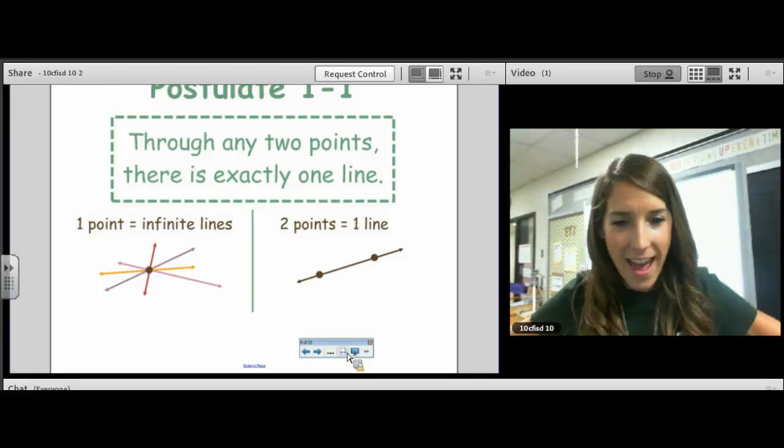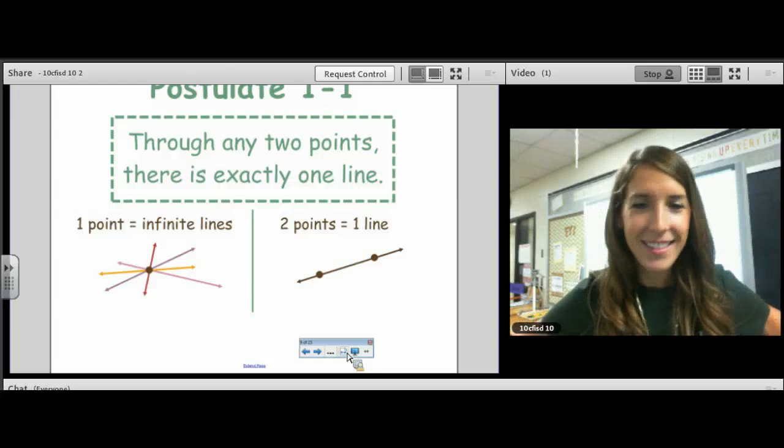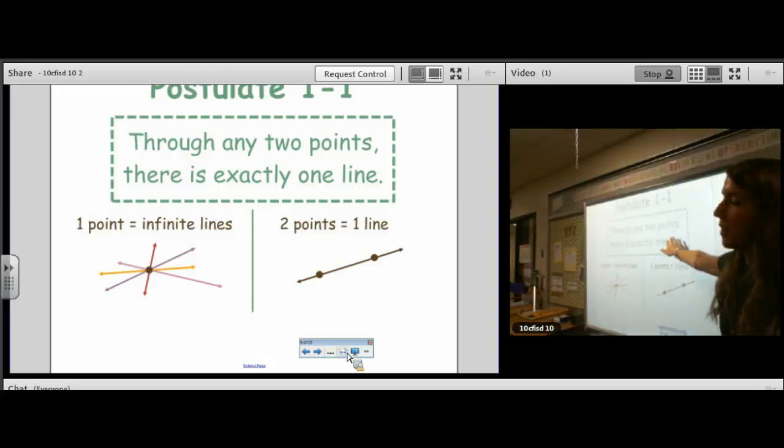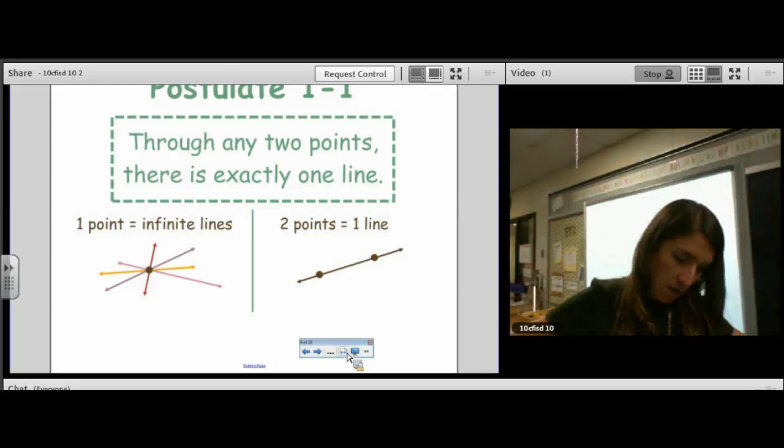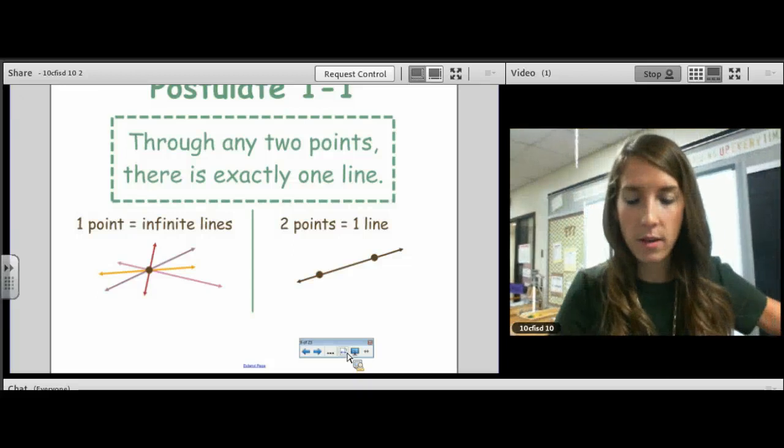Lars, you're giving it away. Don't type that. So that's postulate number 1. Write down the postulate. You can sketch a quick picture if you want.